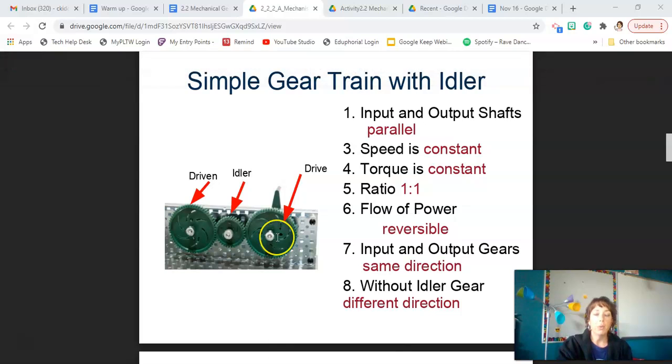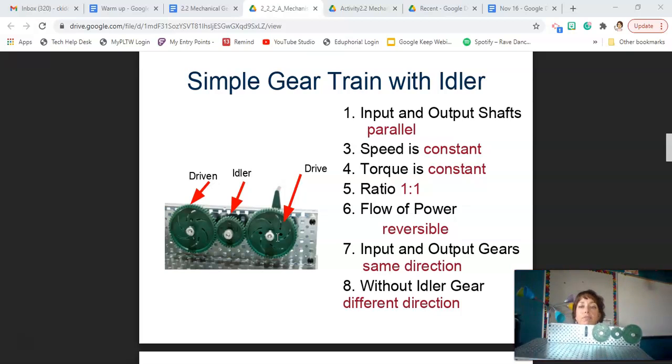The flow of power, is it reversible? Well, I'm going to show you mine right here live. And if I spin this one, okay, then they all turn. Now if you notice, this one, the drive gear, and this one, the driven gear, turn in the same direction, okay? They are turning in the same direction. Now that idler gear is going the opposite direction, okay?